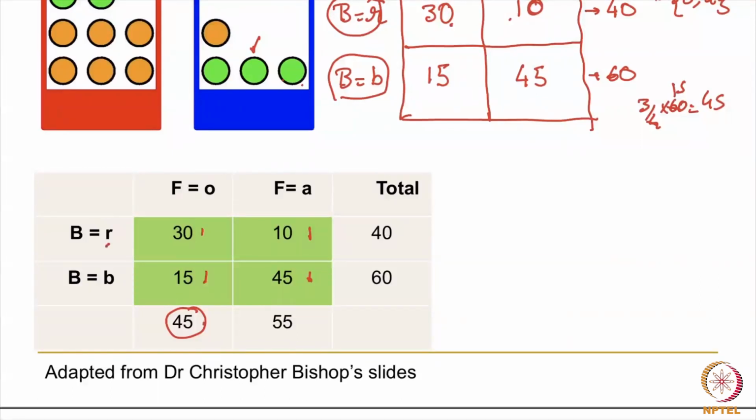Either I picked up the red basket, in which case 30 of those cases would have turned out to be orange, 30 out of the 40, or I would have picked up the blue basket and 15 out of those 60 would have turned out to be oranges. So we can sum this up in two different ways. Okay, this is what will lead to what is known as the marginal probability, and each individual one will lead to the joint probability. So let's see that in the next slide.